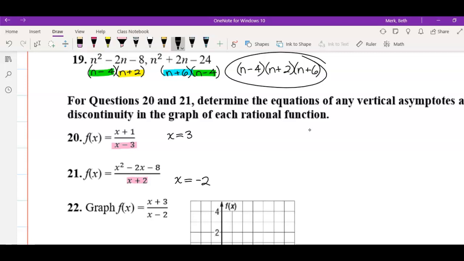Now we need to decide if these points where they are not defined are vertical asymptotes or holes, which are also known as points of discontinuity. If this factor will not cancel with the numerator, this is a vertical asymptote. If you can factor your numerator here, this would factor to x minus 4 times x plus 2. If these factors can cancel, that makes this undefined value a hole or point of discontinuity.